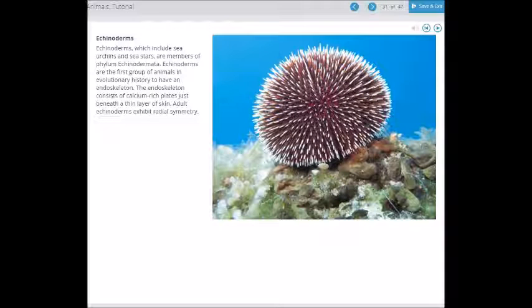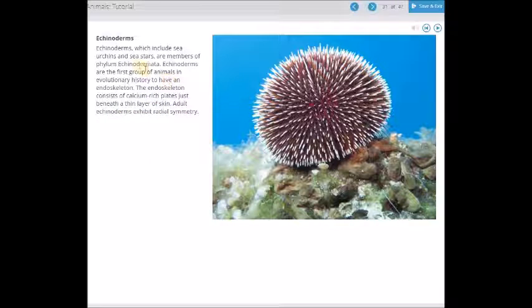Now the echinoderms are interesting. Echinoderm means rough skin, and that includes things like sea urchins and sea stars, the starfish. They're the first group of animals to actually have an endoskeleton. Everything else has an exoskeleton. These have an endoskeleton, and it's found on the inside. If you've ever dissected or looked inside of a starfish, you can see the endoskeleton.